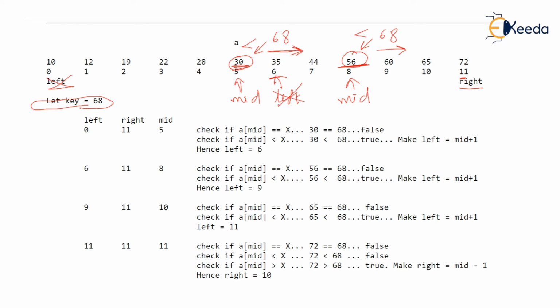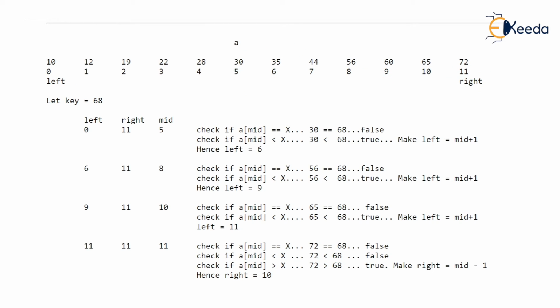Obviously, we are now searching our value between 9 to 11. You will agree that if 68 is there, 68 must be there between 60 and 72. Come on, 68 is in between this range, isn't it? So left is 9 and right is 11 now. So what next? For left equal to 9 and right equal to 11, search mid again. Mid is 9 plus 11, 20. 20 upon 2 is 10.